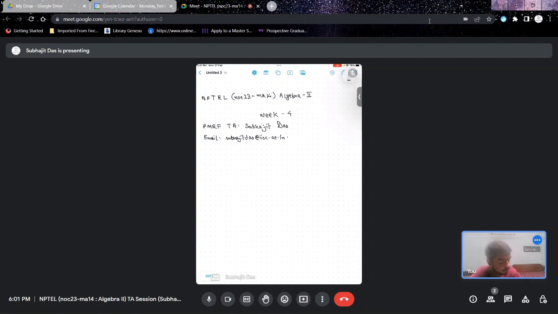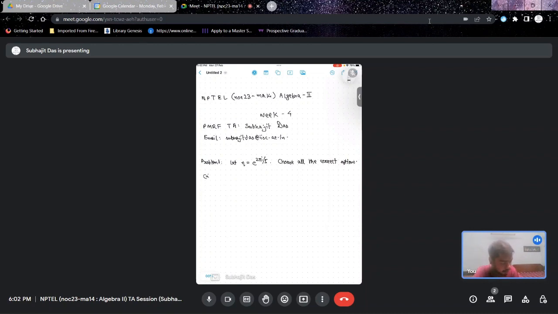So problem one. Okay, so let us take eta to be equal to e to the power 2 pi i by 5. Now we need to choose all the correct options.